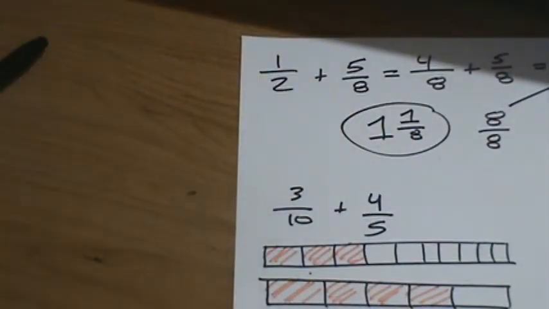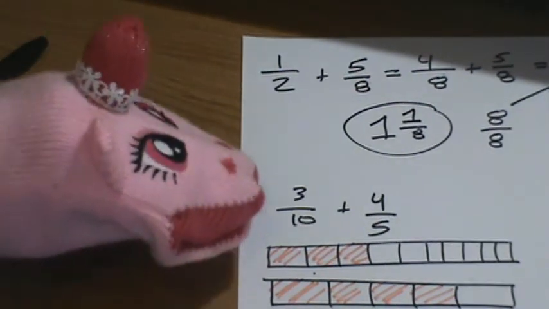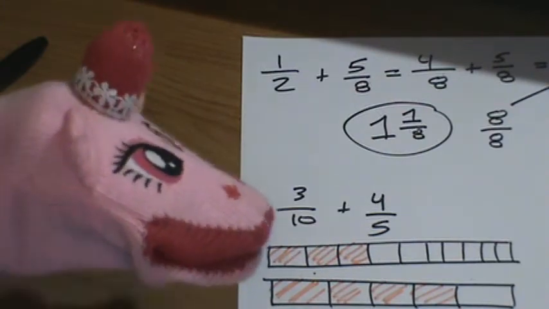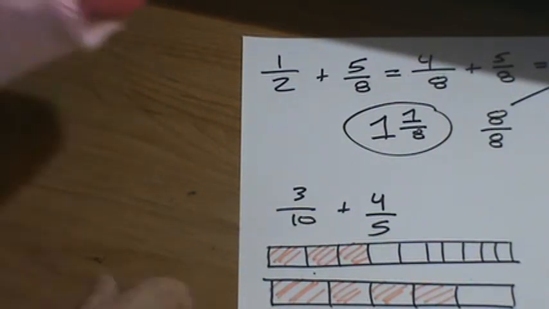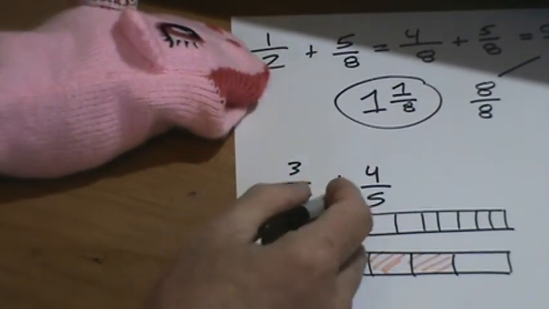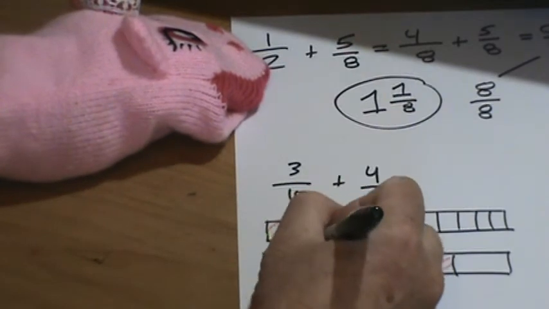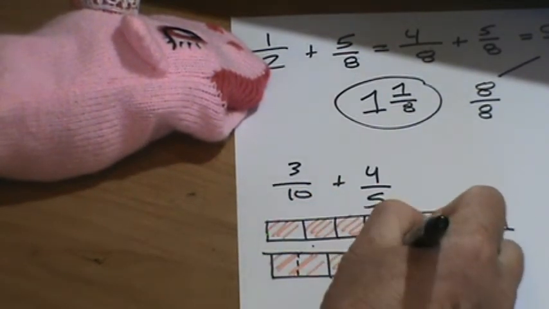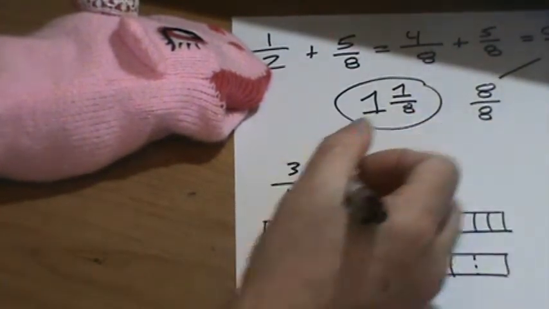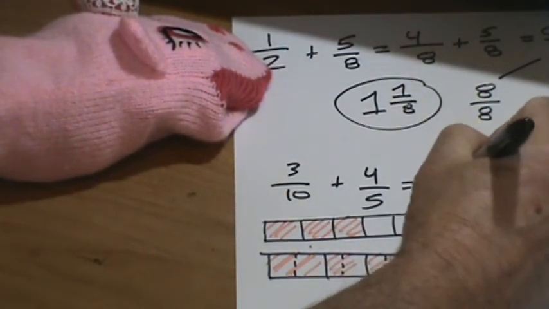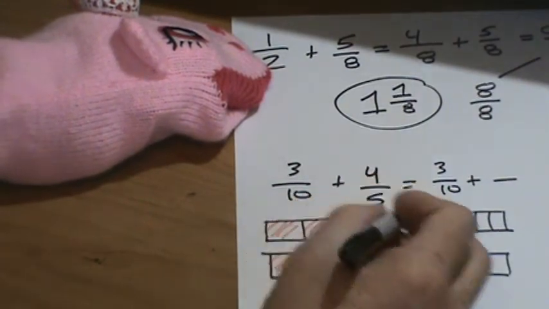What I'd like you to do is think about it, and how could you make the fifths into tenths? Okay, so go ahead and pause the tape. And welcome back. I hope you did this. I hope you said, well, I know I have to make the fifths tenths, so I'll just do 5 times 2 is 10, right? And now I'm ready to add. The 3/10 will not change, but the fifths became tenths.